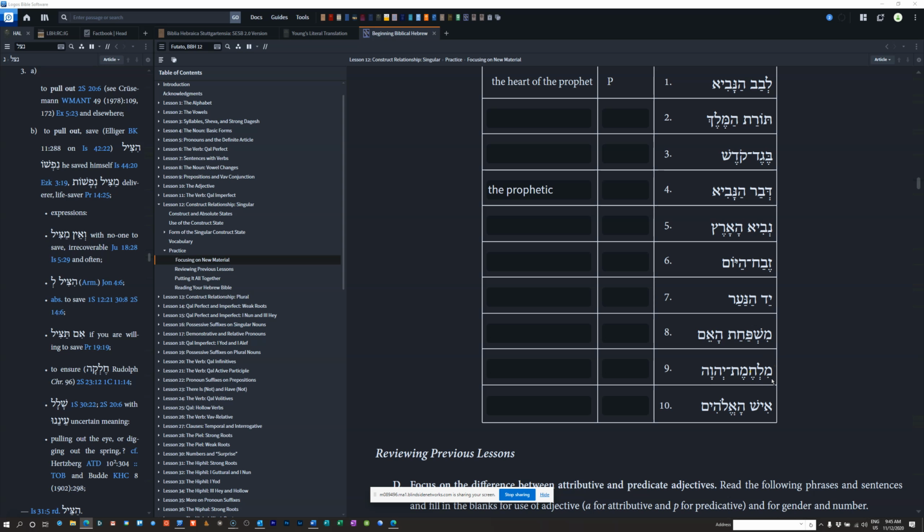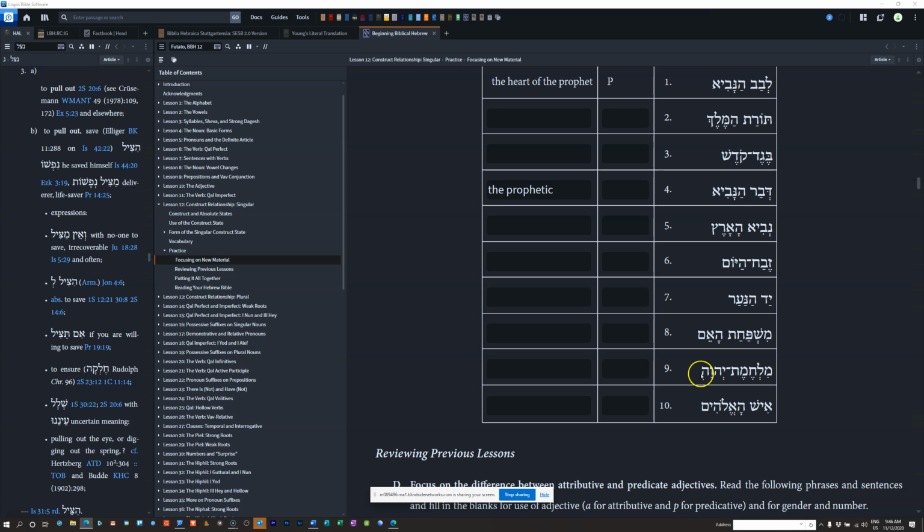Number 9, we have Milchemet Adonai. So Milchemet, this is from Milchama, which means battle. Milchemet, we need to check our absolute noun. The definiteness of our absolute noun will determine the definiteness of our construct. As I look at the absolute, I don't see a definite article, but the definite article is just one way that definiteness may manifest. There are 2 other ways.